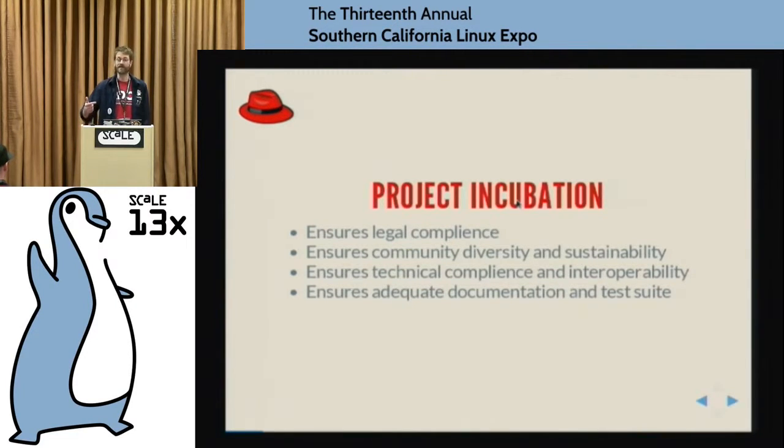We actually went back to the projects that had already graduated and said, you need to pass this bar as well. So there's a recertification to ensure that there's no resting on laurels of projects that are already part of that. I'm going to show you some of the projects that are involved in this in a moment.